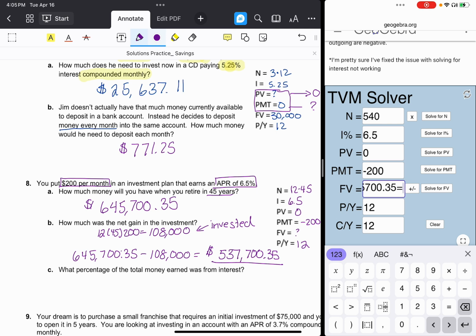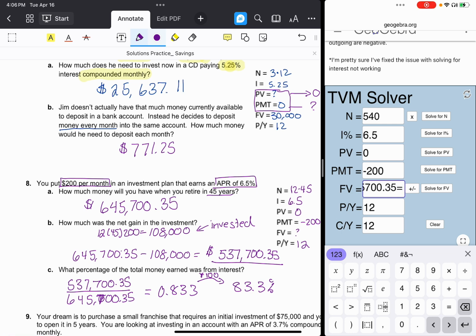Now, here's a question we haven't answered yet. We have been asked what percentage of the total money earned was from interest versus money you put in. So we would take that $537,700 and we would divide it by the total amount in the account at the end. Part divided by whole, and I'm sorry, my handwriting is getting a little sloppy. And we want to turn this into a percent. If we just divide the numbers, we get a decimal, 0.833. So we would times that by 100, and we would find out 83.3% of the money in the account was earned from interest. Just a little neat, interesting fact.